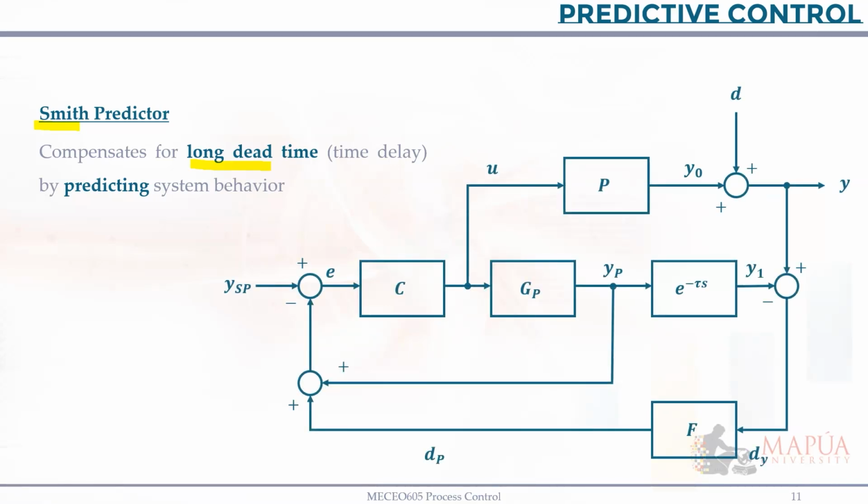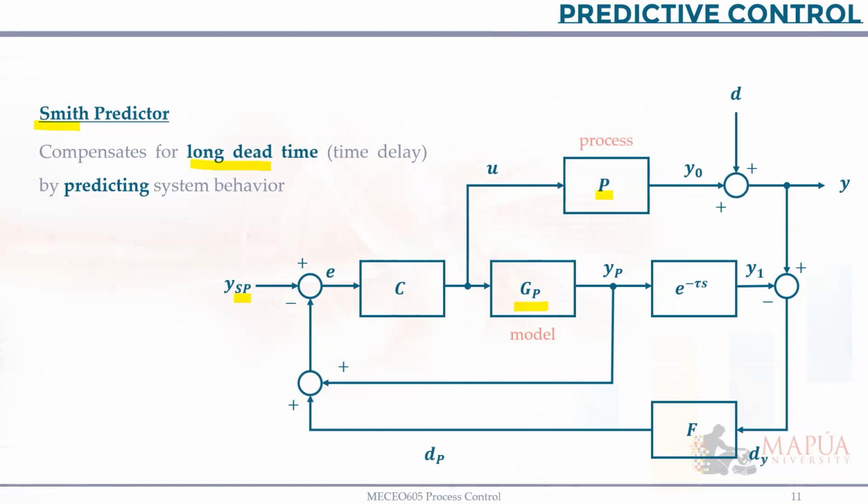So I have here an example block diagram of a Smith predictor. This one will be your control point, right? Your set point. That is your control signal. This one is the model of your process. And this one is your actual process, right?